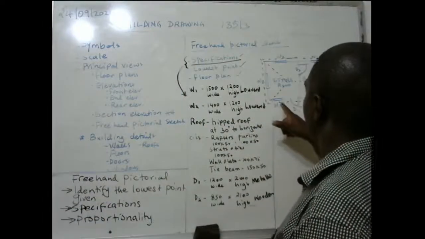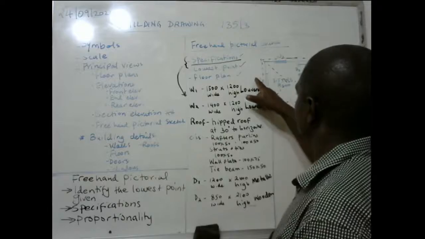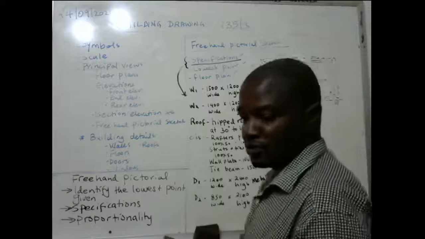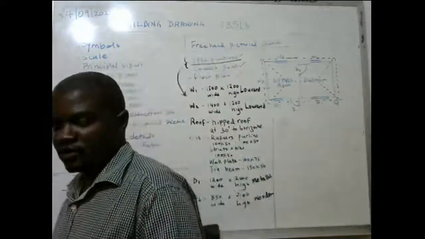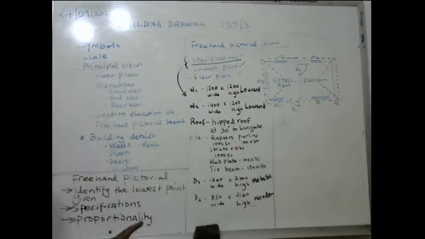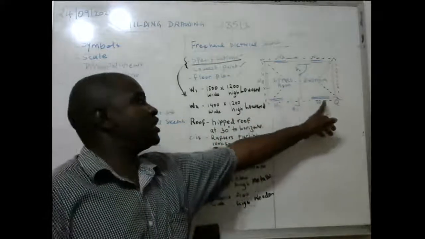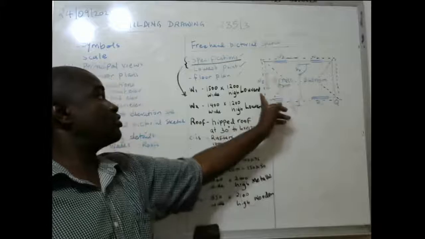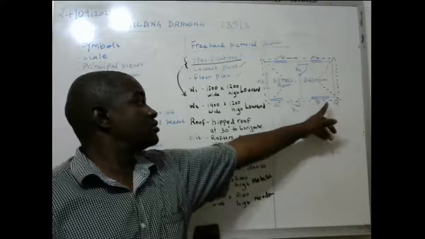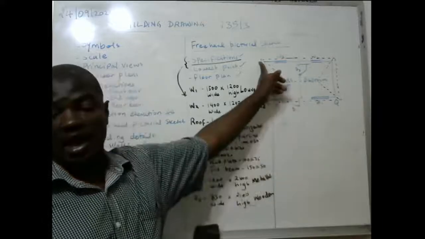So if you have drawn window 1 and window 2, and one of them is bigger, and you are trying to show us that they are both of the same size, then the freehand pictorial sketch is out of proportion. So that is what proportionality is about. When we are making the freehand pictorial, we have to look at the various sizes. Even the length of the building and the width of it, these two are different.